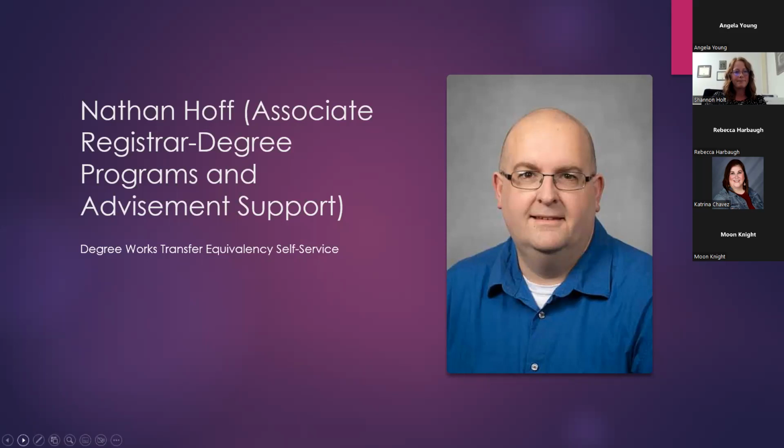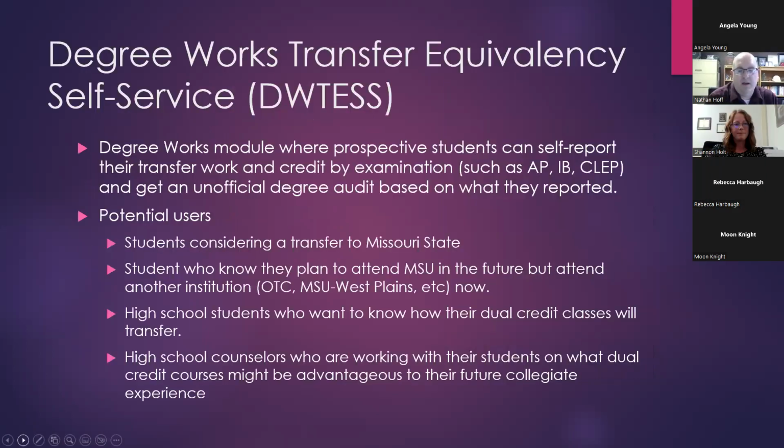Thanks, Shannon. Good afternoon. This is a component of DegreeWorks, our third component after the degree audit and trial schedule builder. This one is a little bit different than some of the pieces that we've used in the past, in that this is a piece that is aimed at prospective students or users that are not part of the MSU community necessarily yet. This is a module where students would be able to self-report transfer work or exams such as AP, IB, and CLEP, and get an unofficial degree audit based on what they've reported. So we think there are a lot of potential users for this.